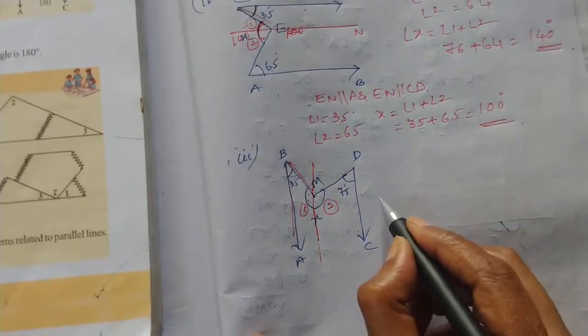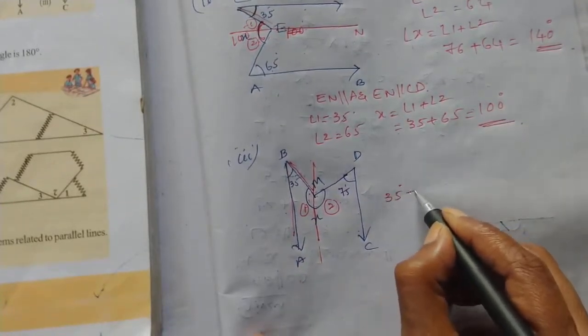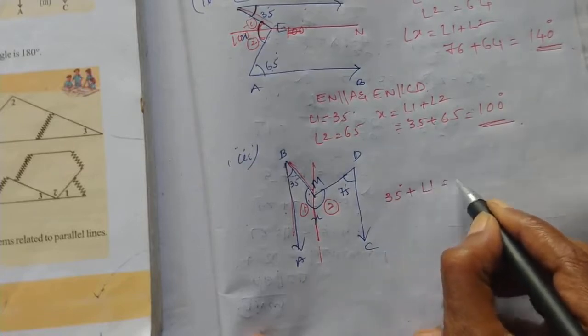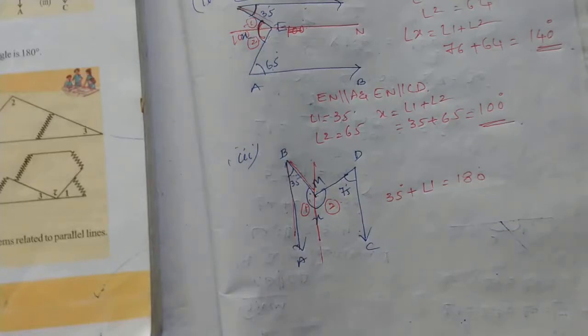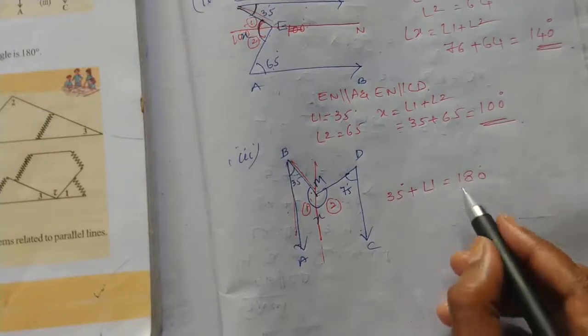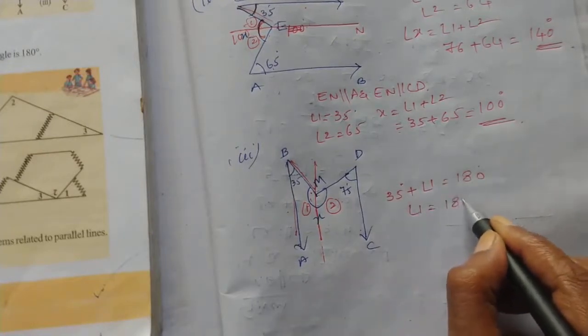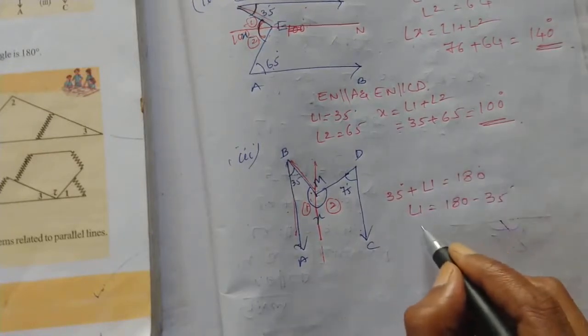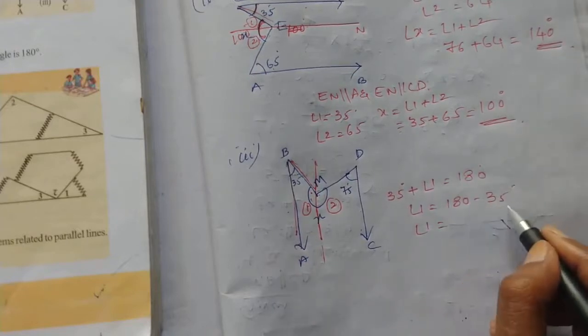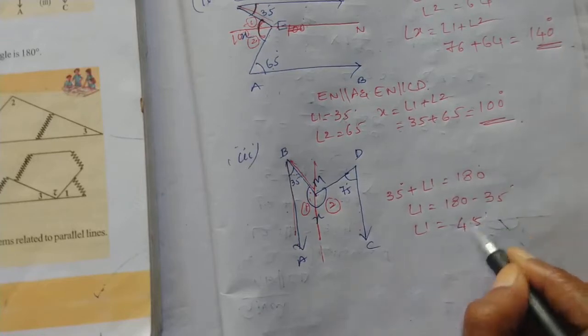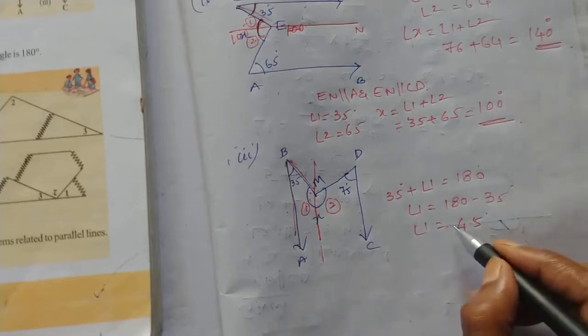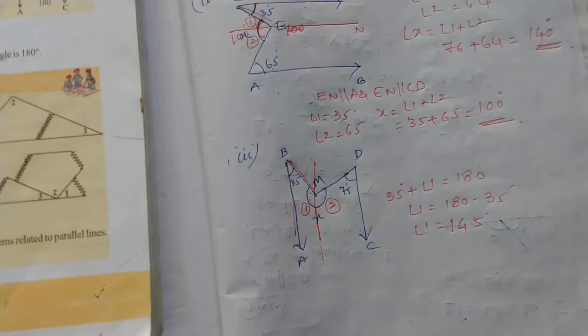So then we can say 35 degrees plus angle 1 is equal to 180 degrees. They are supplementary. The sum of interior angles on the same side of the transversal is equal to 180 degrees. So then angle 1 is equal to 180 minus 35 degrees, which is 145 degrees.